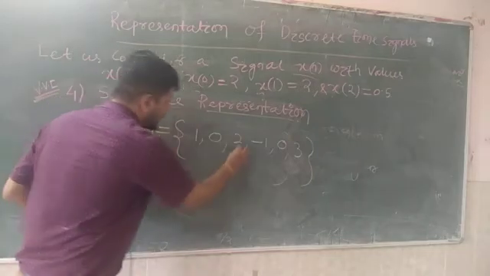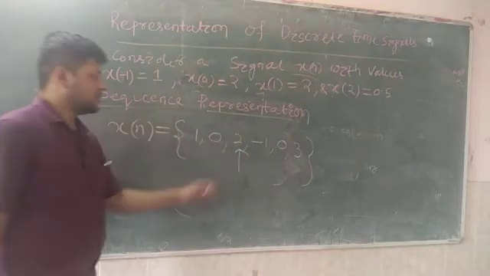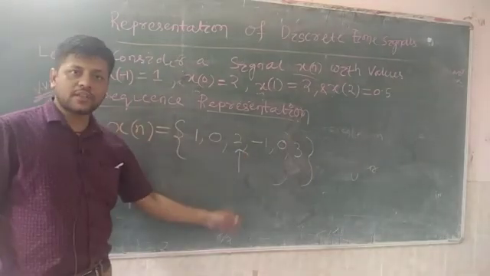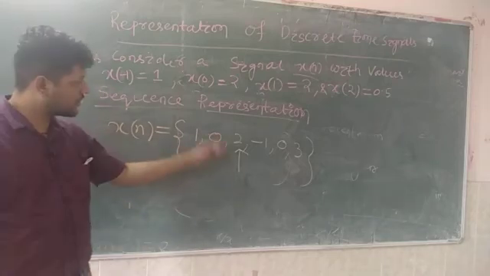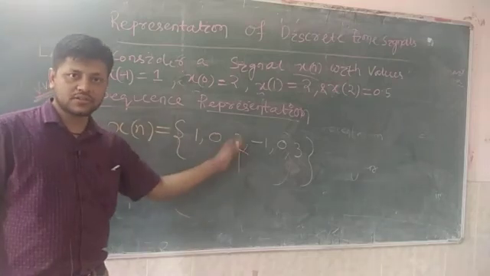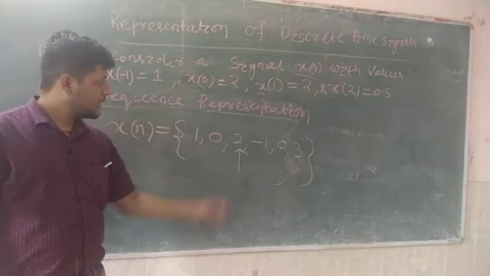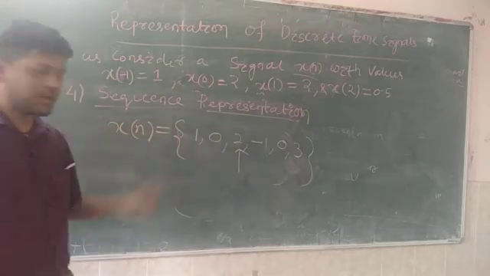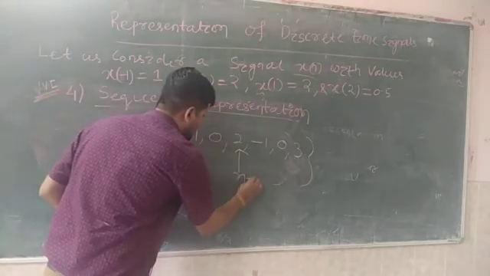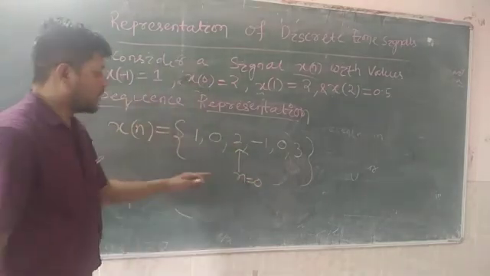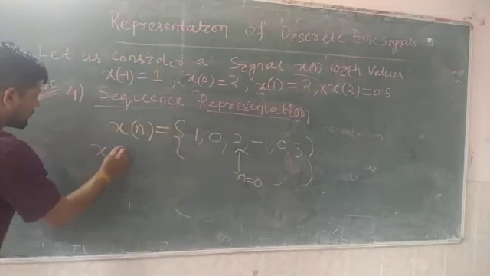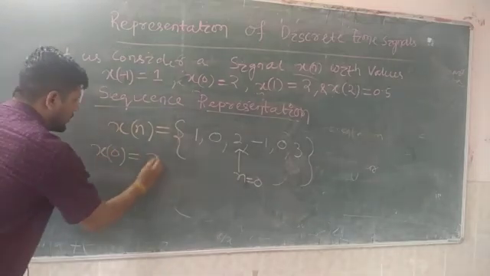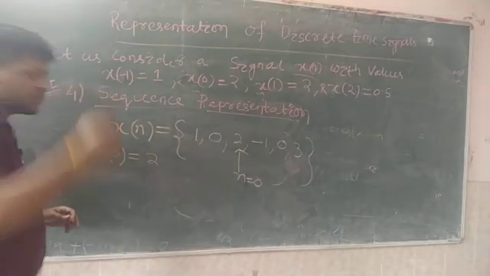At the moment I place the cursor here, the cursor point always denotes the origin. They will not write here that n is equal to 0. They just put an arrow mark here, and that arrow mark, that pointer, indicates the origin. That is n is equal to 0. And here we can denote, for x of 0, what is the value? The value is 2. At the origin, the amplitude value is 2.